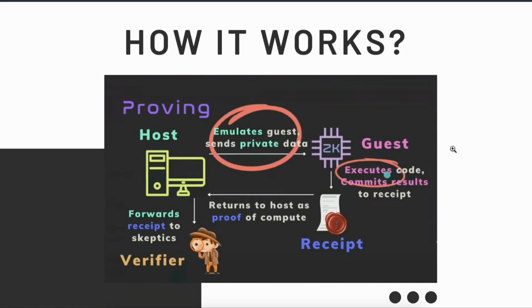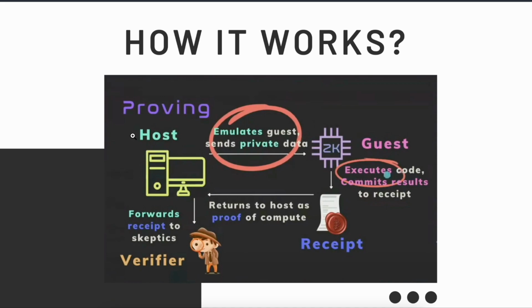So in our case, we will create the code that will give the output of two inputs. We have two numbers, and we will get the output of the multiplication of those two numbers. So without showing the other side what those two inputs are, we can prove that we know what kind of inputs to put inside of this program to get the given output.